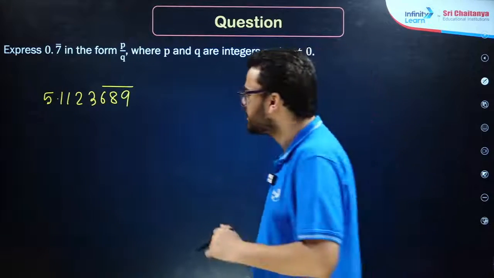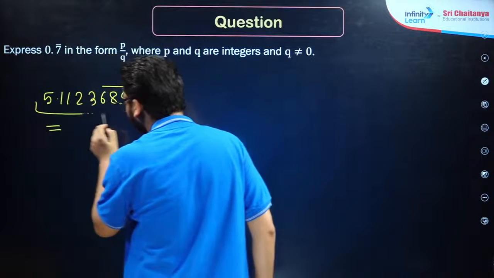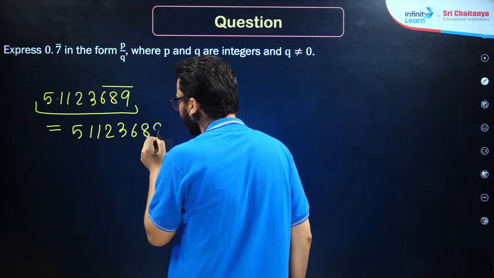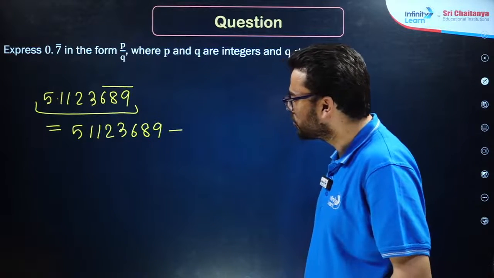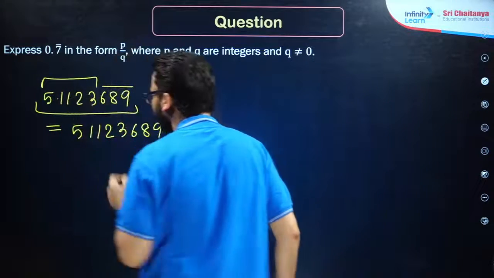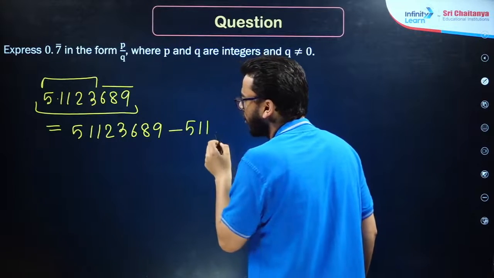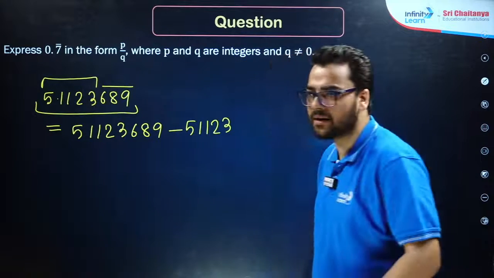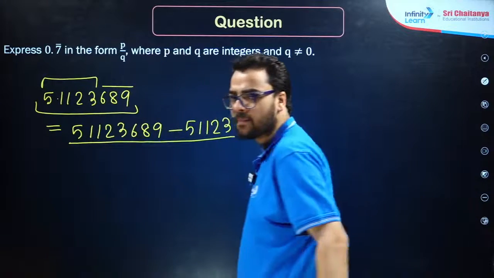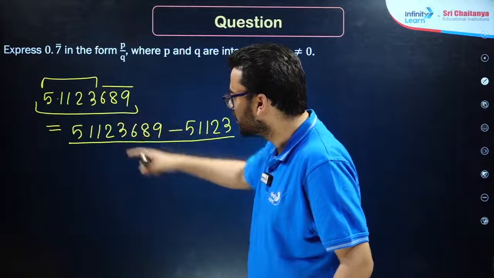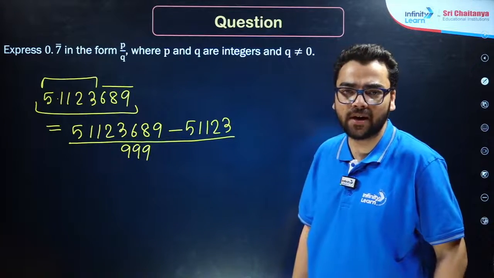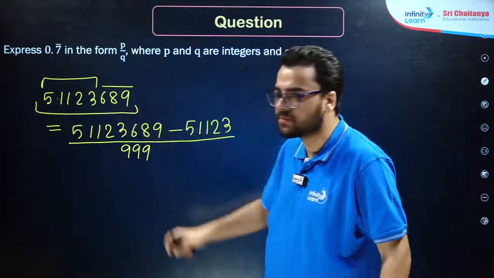Now, what you will do over here, see this. Write the complete number. So that is 5, 1, 1, 2, 3, 6, 8, 9. Correct? Minus 5, 1, 1, 2, 3, 6, 8, 9. Subtract the number on which bar is not there. Is that clear? Divided by, on how many digits bar is there? On 3 digits bar is there, right? So 3 times 9 will come. The number of times 9 will come will depend on the number of digits on which bar is there.